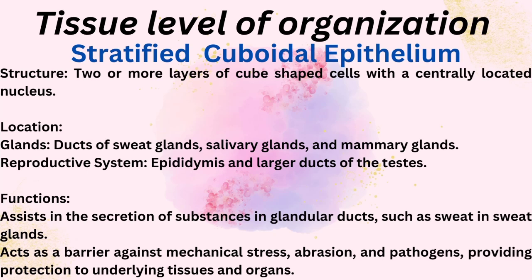Fourth is stratified cuboidal epithelium. Structure. It has two or more layers of cube-shaped cells with a centrally located nucleus. Location. In glands, ducts of sweat glands, salivary glands, and mammary glands. In reproductive system, epididymis and larger ducts of the testes. Functions. Assists in the secretion of substances in glandular ducts, such as sweat in sweat glands. Acts as a barrier against mechanical stress, abrasion, and pathogens, providing protection to underlying tissues and organs.